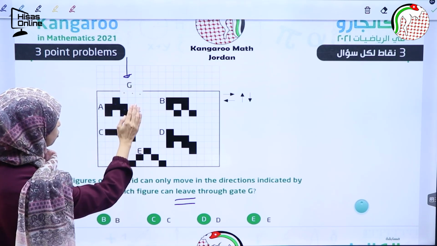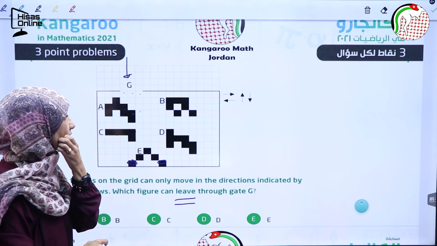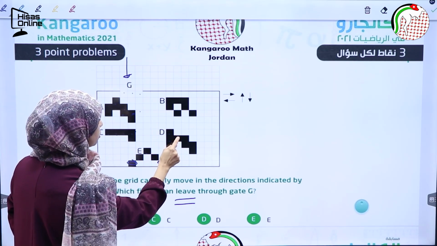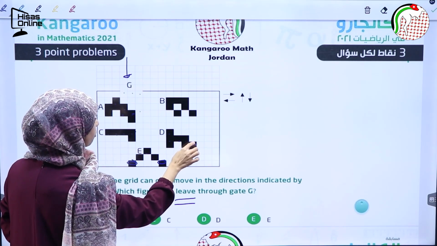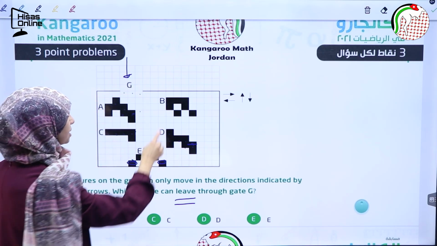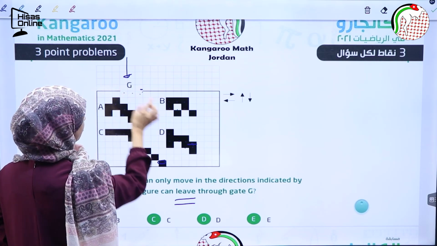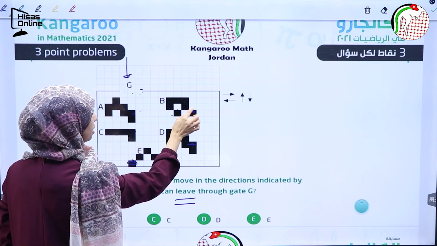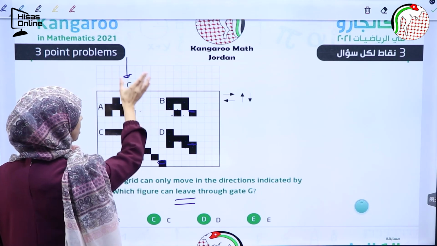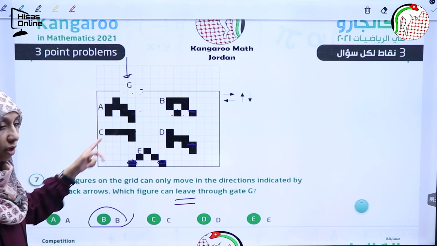E. This will move. 1, 2, 3 will move, but the gate will stop those 2 here. Moving to D. This will move up. Then 1, 2, 3. It will move. Then it will stop here because I have 1, 2, 3, 4. Those cannot leave. Let's see B. 1, 2, 3. They will leave. Then 1, 2, 3. They will be up. Now they will get stuck here. But if you make a shift like this, 1, 2, 3 again can move up and leave the gate. So B is the right answer.